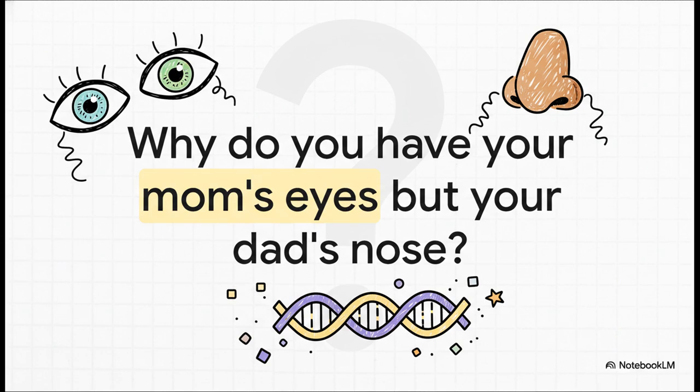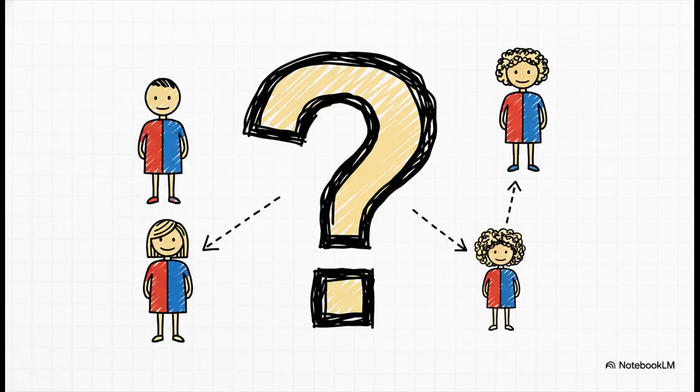You've probably thought about this, right? How does this whole genetic lottery actually work? It's all about inheritance, how traits are handed down from parents to kids. But for most of human history, the rules of that game were a total mystery. People obviously knew that kids looked like their parents, but the how and the why of it all was mostly just guesswork.